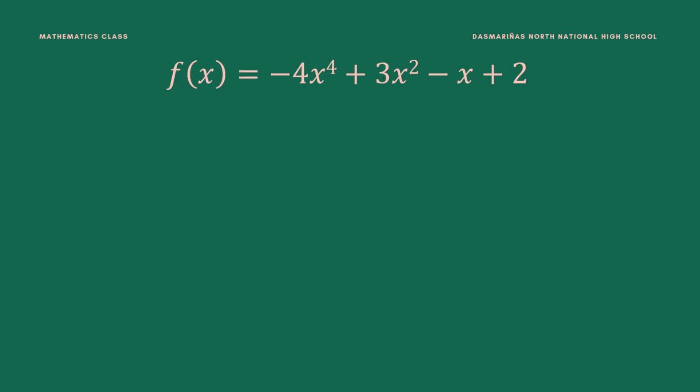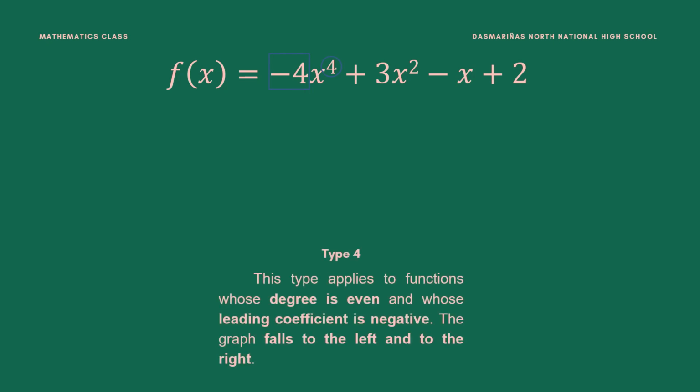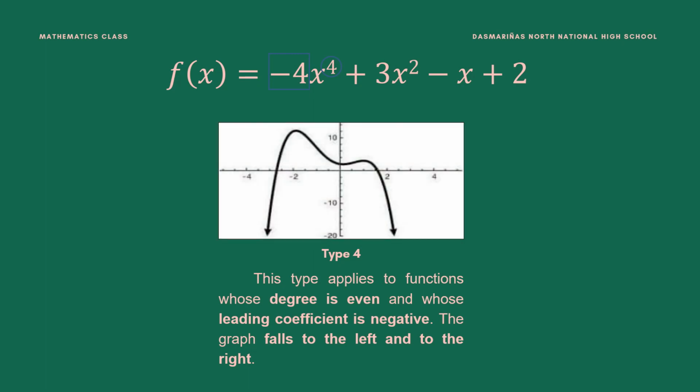Let's try it with f of x equals negative 4x raised to 4 plus 3x squared minus x plus 2. Since the degree is 4, which is even, and the leading coefficient is negative, therefore, this equation falls into type 4, which says this type applies to functions whose degree is even and whose leading coefficient is negative. Therefore, the graph falls both to the left and to the right.